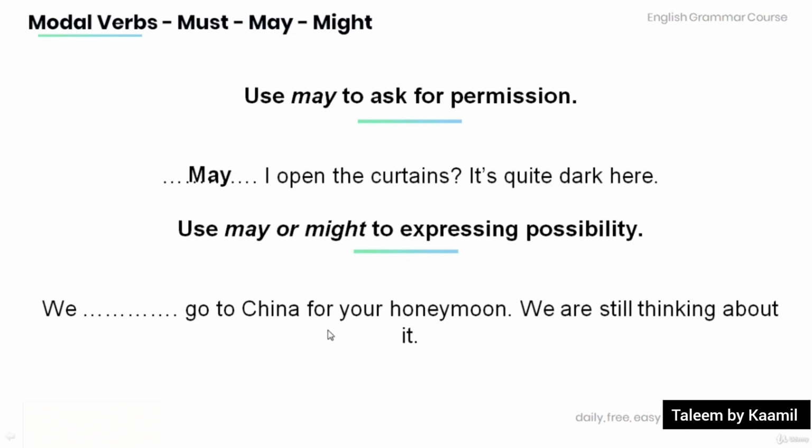We go to China for our honeymoon. We are still thinking about it. We might go to China for our honeymoon. We are still thinking about it.